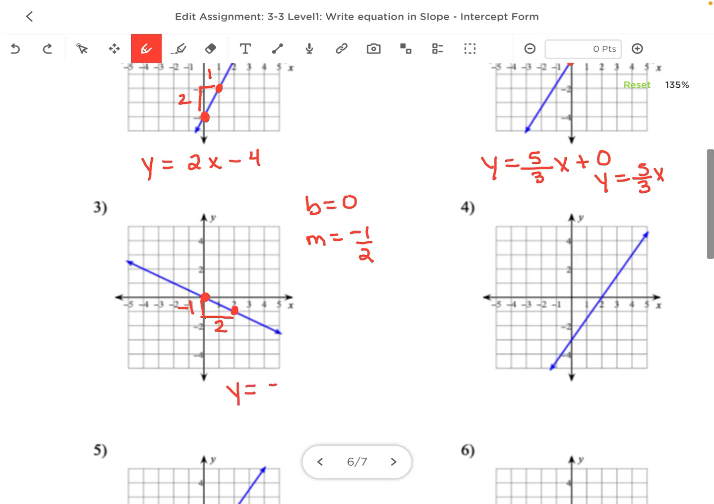So y equals -1 over 2x. Again, you can do the plus 0 or you don't have to.